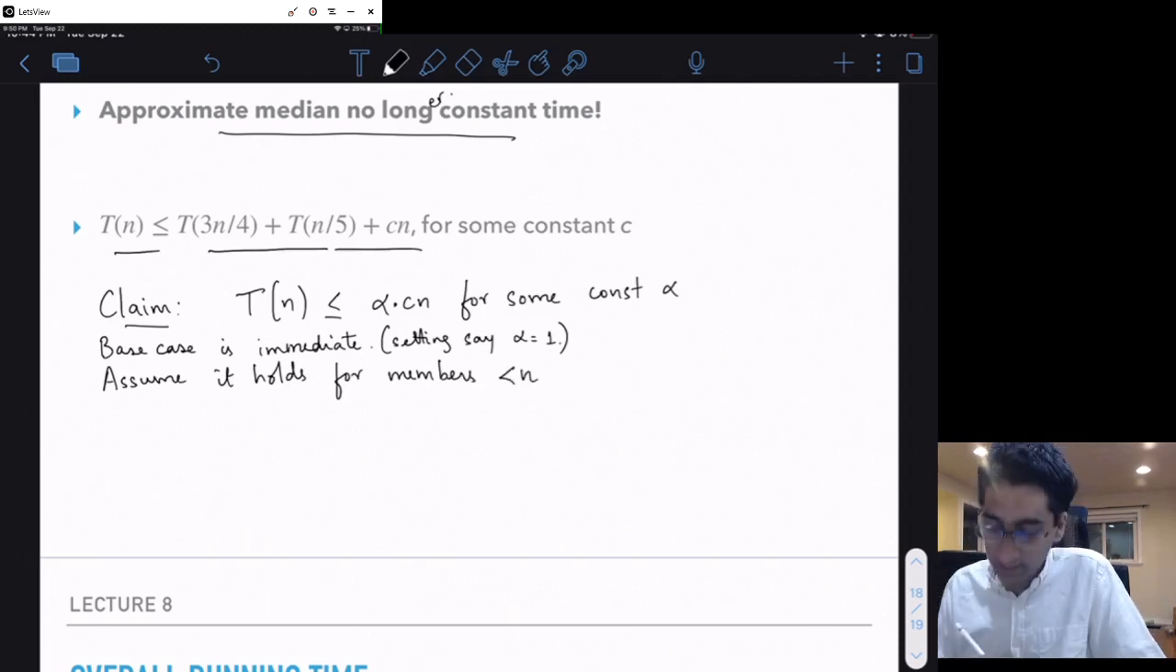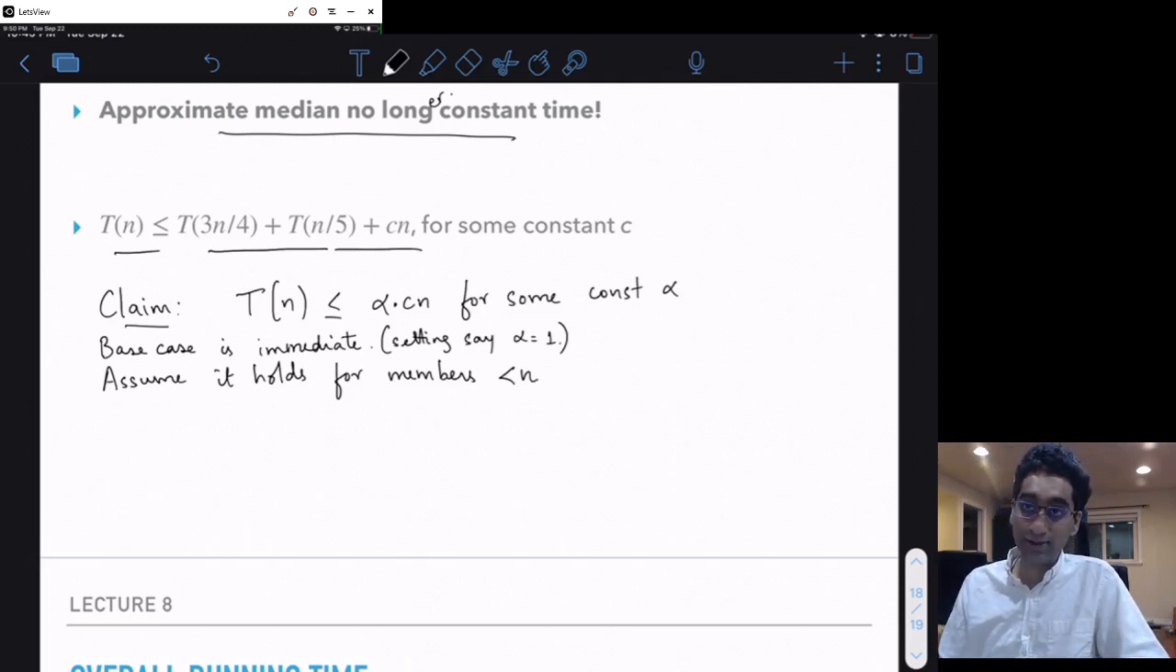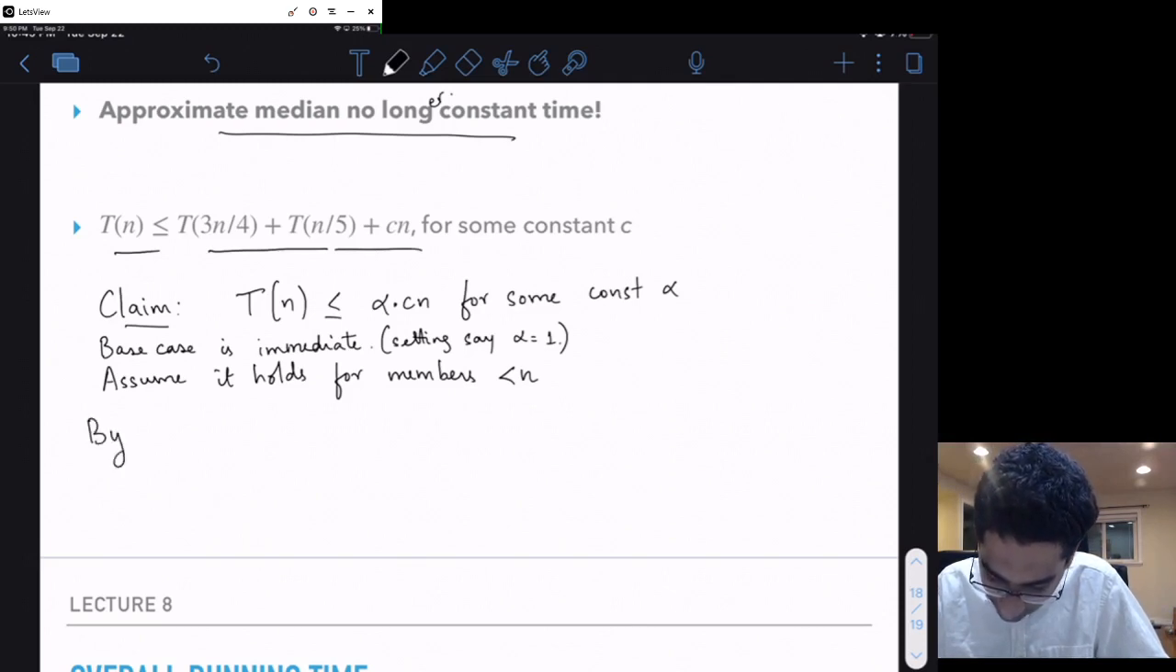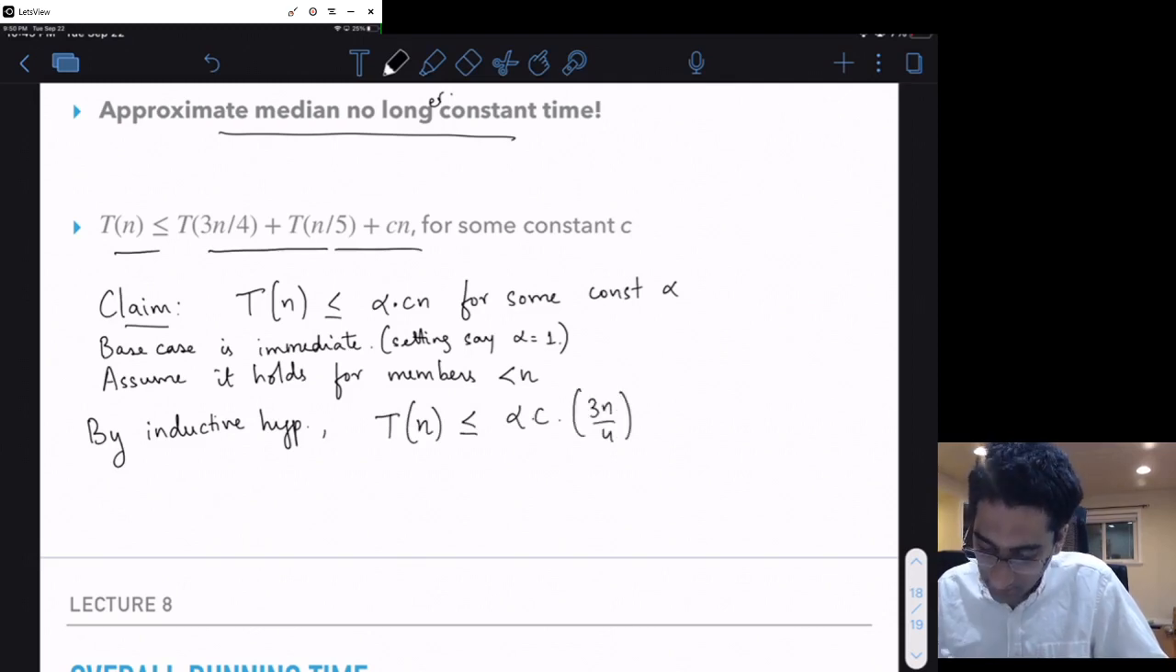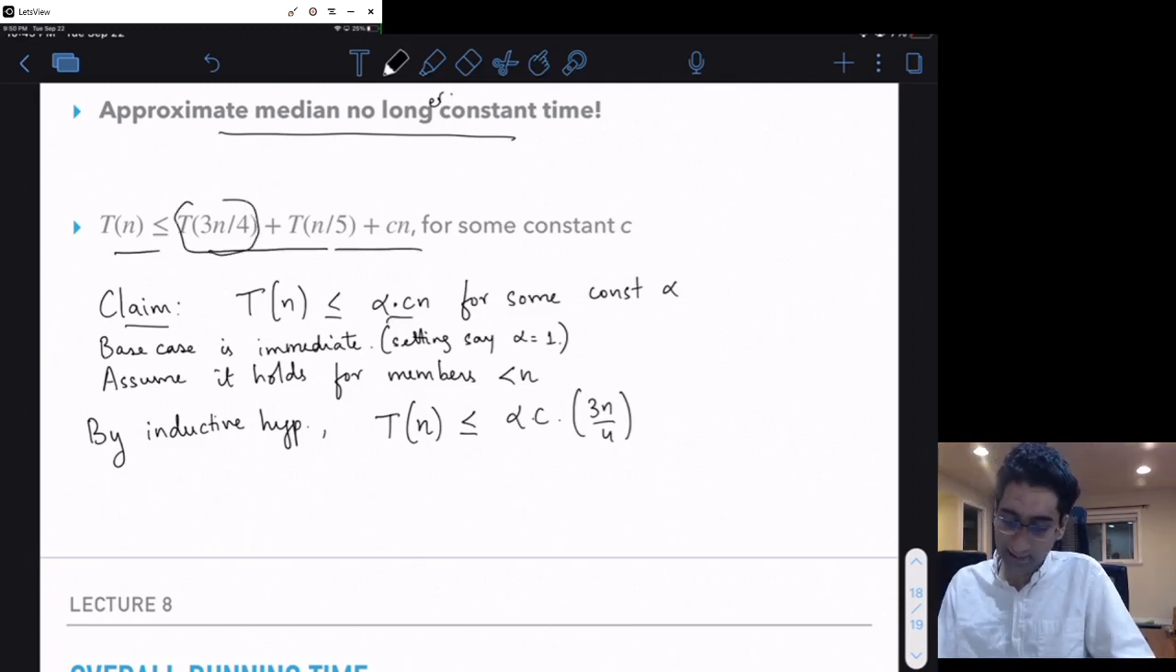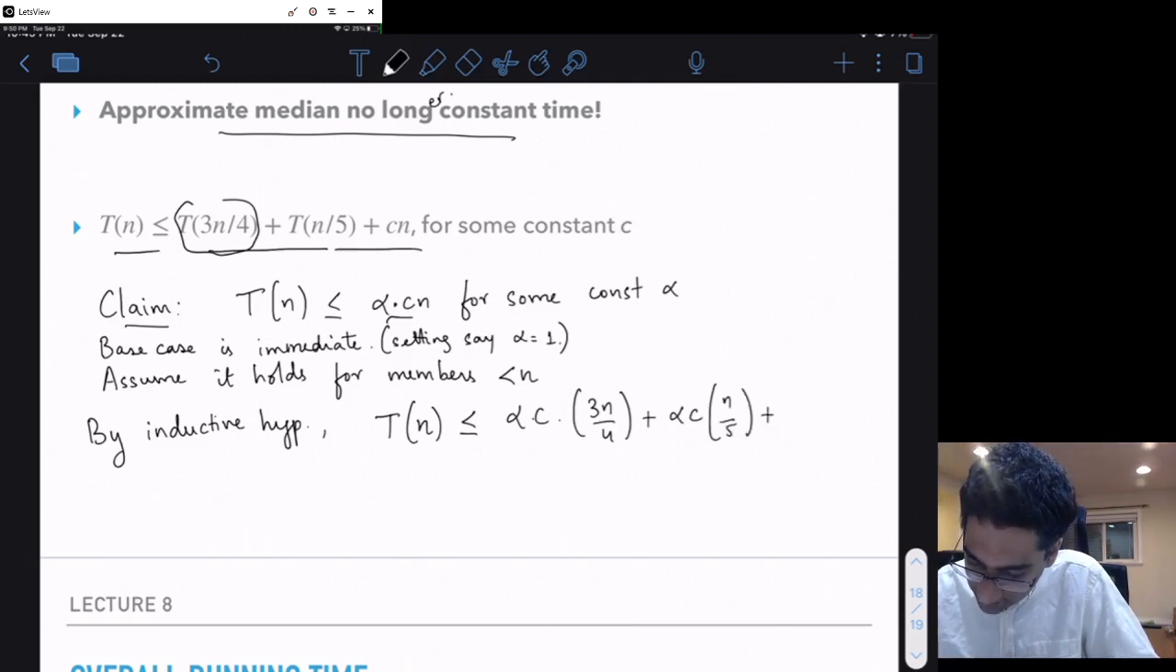And now consider this n. Now 3n by 4 and n by 5 are all less than n. So by the inductive hypothesis, we get that T of n is less than or equal to alpha times C times 3n by 4. By the inductive hypothesis, T of 3n by 4 is less than or equal to alpha C times 3n by 4. So I have this plus alpha C times n by 5 plus Cn.